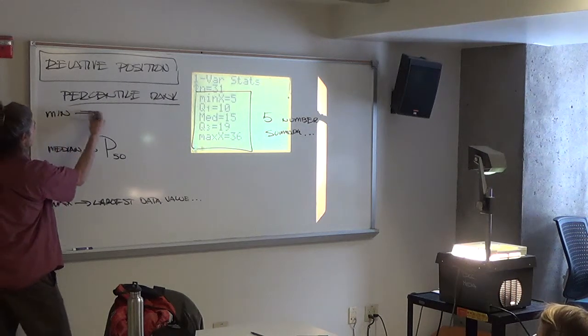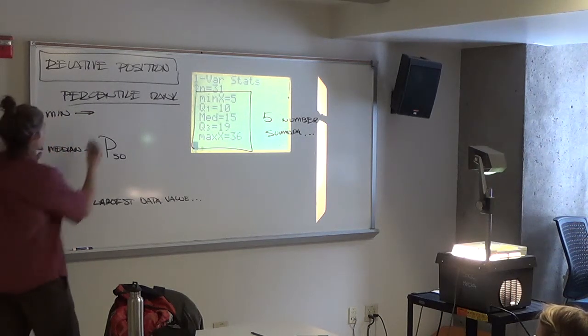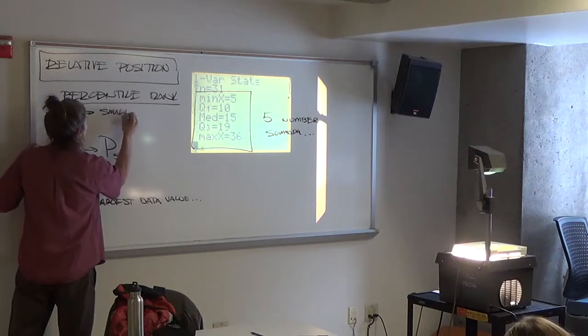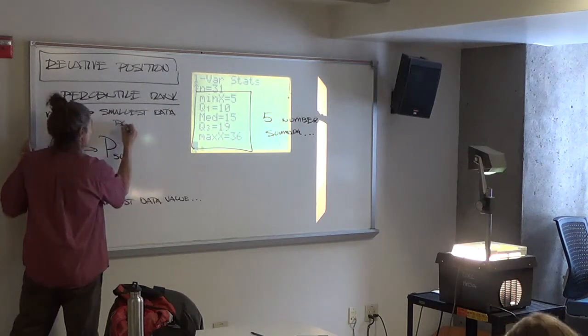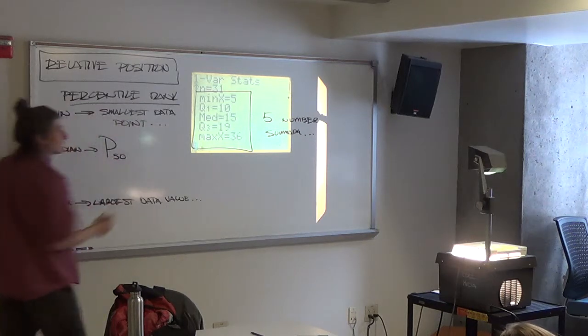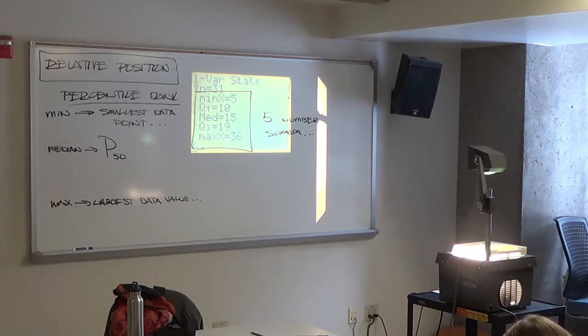And what do you think the min is? Smallest data point. Which would be correspondent if we wanted to use a percentile. They would call it the what, do you think? 0. If they had to pick one, they would call it the 0th.